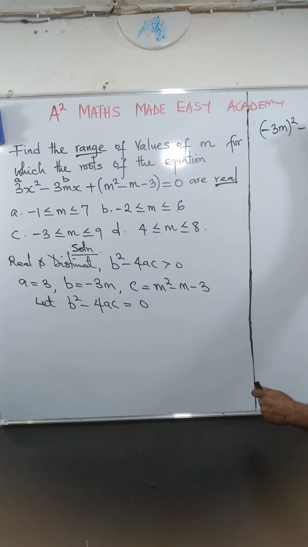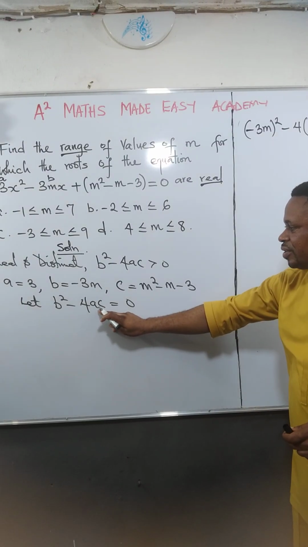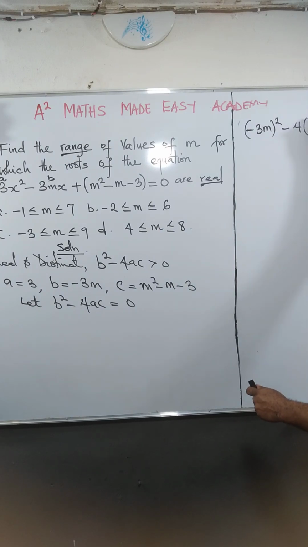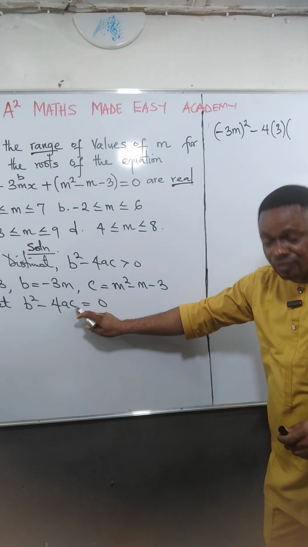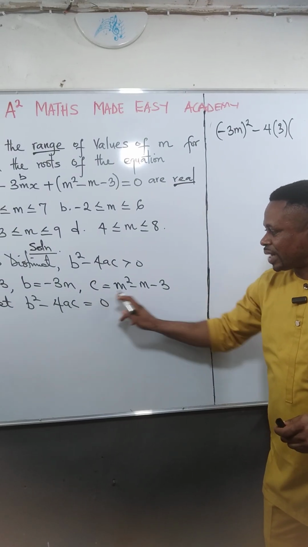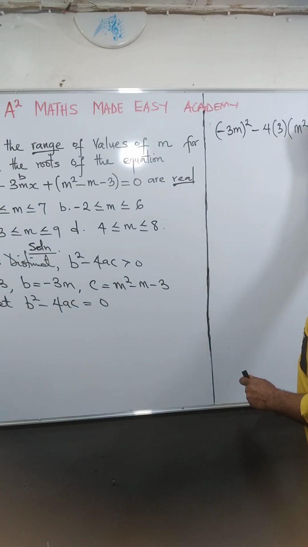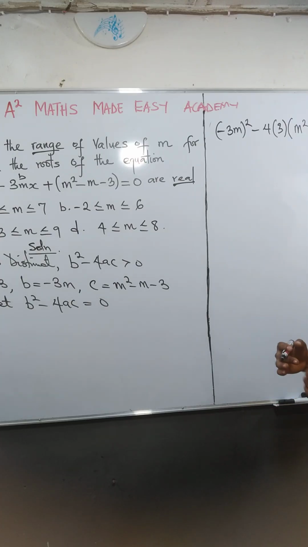Then we have minus 4. Open the bracket. The value of a is given as 3, so here is 3. Close the bracket, then open again and consider the last one, which is c. Everything here is your constant, which is m squared minus n minus 3. Everything should be equal to 0. I want you to relax your mind and watch.